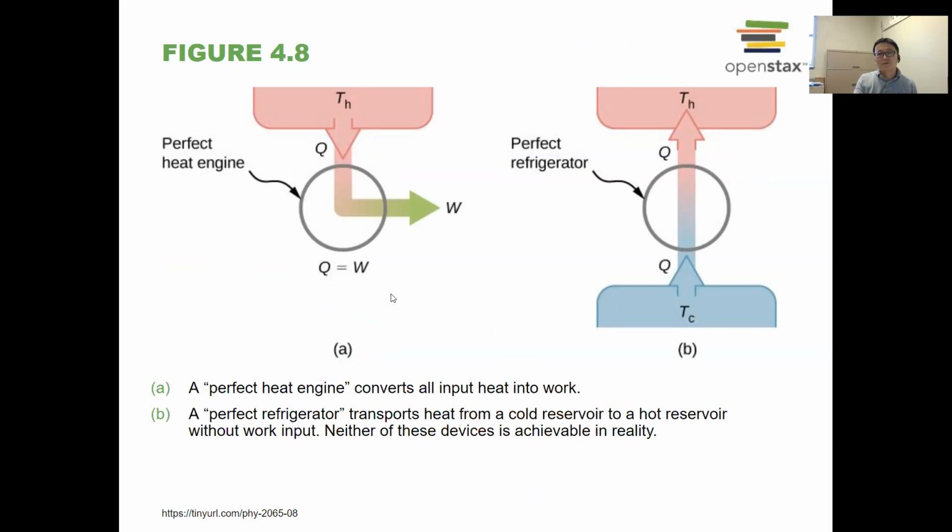You can also think of different versions of the second law. Totally converting heat into work is not possible; that would be a perfect heat engine. You need to have excess heat dumped to the environment. And moving heat from the cold reservoir to the hot reservoir without doing anything else is not possible either; that would be a perfect refrigerator. So both are not possible.